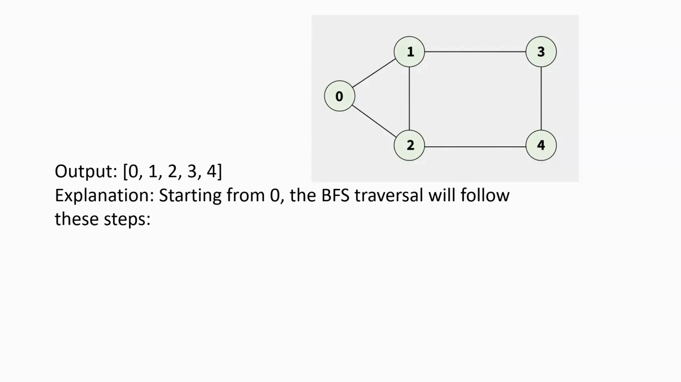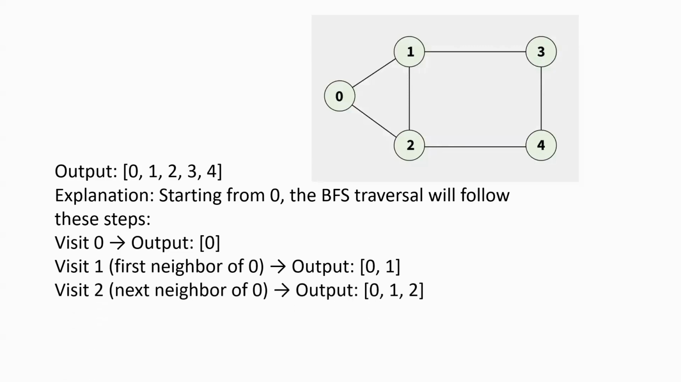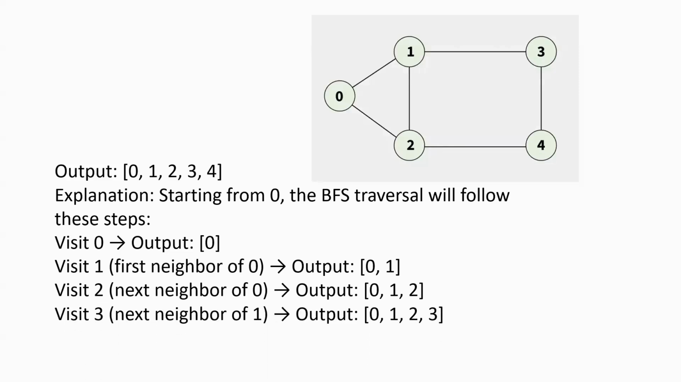The BFS traversal will follow a few steps. Step one: visit 0, so the output will be 0. Next, visit 1, the first neighbor of 0. We have both neighbors 1 and 2, so it picks 1, enters it in the queue, and visits it. Next neighbor of 0 is 2, so we enter 2 in the queue also. And the next neighbor of 1 is 3. We enter 3, then we move to 3.